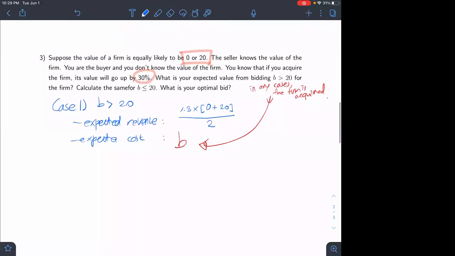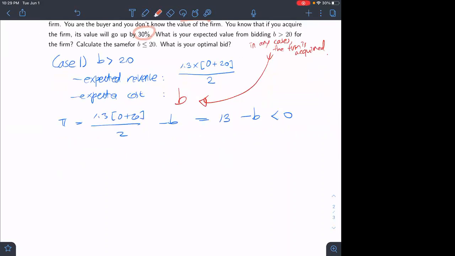Okay, so putting together, pi equals 1.3 times (0 plus 20) divided by 2 minus b. This is 13 minus b, and it is less than 0, because this b is greater than 20. Obviously, it's greater than 13. So the whole value will be less than 0.